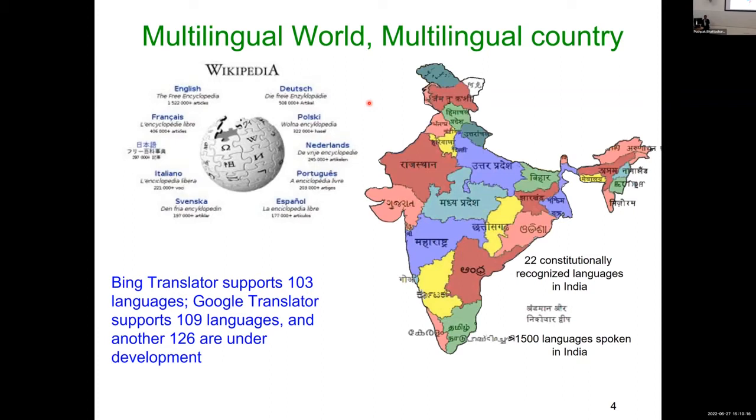English is a very important language, no doubt, but there are linguistic realities all around us. And we see that Bing Translator supports 103 languages, Google Translator supports 109 languages, and another 126 are under development. So the importance given to multilingual computing is indeed very big in today's world. So I come from a country which is really multilingual in nature. The map here shows many different states of the country, and there is a tremendous amount of linguistic diversity, which I'll mention as we go ahead.